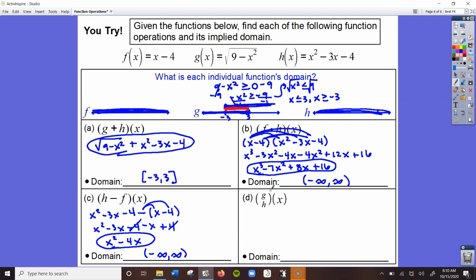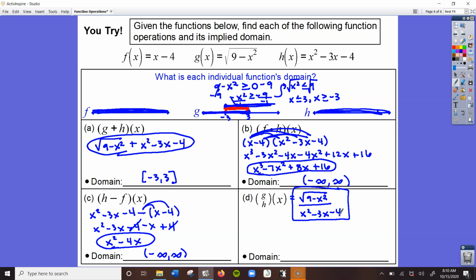Now for this last one, we have g over h. g is the square root of 9 minus x squared over h, which is x squared minus 3x minus 4. I can't do anything else with this. This is g over h. But now remember, we need to find the combined domain. Now the domain of g is from negative 3 to 3. So I already know that that is my limitation here. And I'm just going to keep that in mind for when I have to find my new domain.